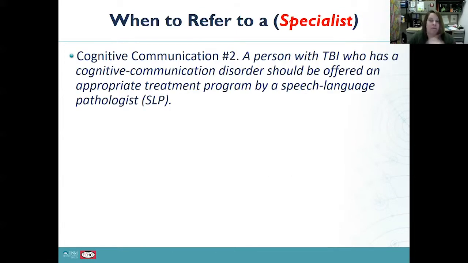So I just refer you back to the NCOG recommendation number 2. If they have a cognitive communication disorder, please refer them to a speech-language pathologist. And also please find a way in your tasks, if you're working on attention, memory, executive functioning, or visual perception, any of those, to also include ways of building up their cognitive communication skills as well.